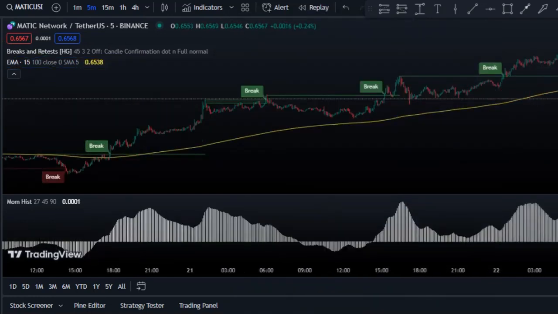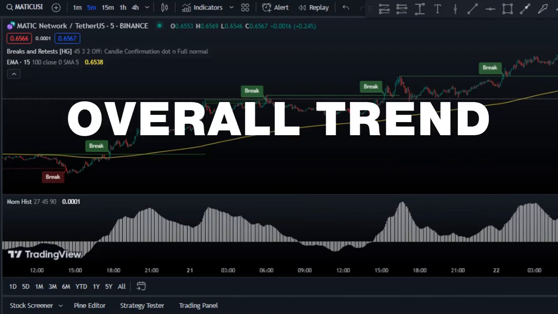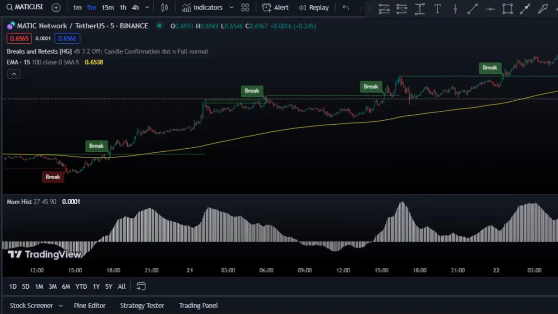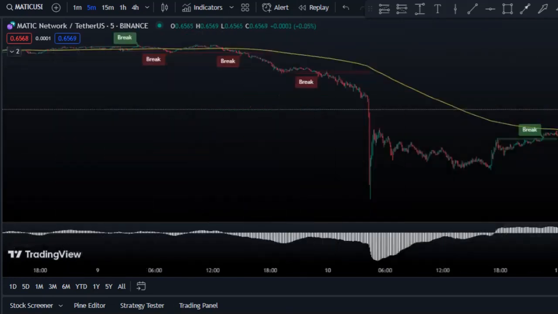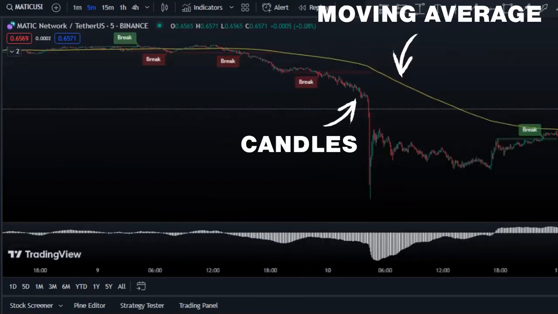With these settings, we now have an overall view of the market, which means we can determine the trend according to the moving average line and avoid entering signals against the trend. So if the candles are above the moving average, we only consider bullish breakouts as valid, and vice versa. If the candles are below the moving average, we only consider bearish breakouts as valid.